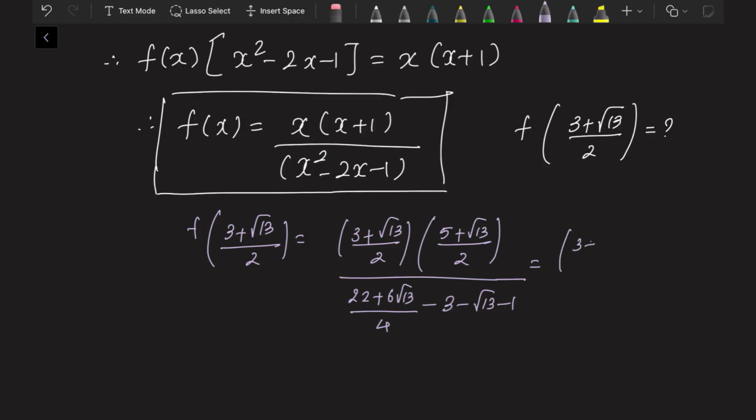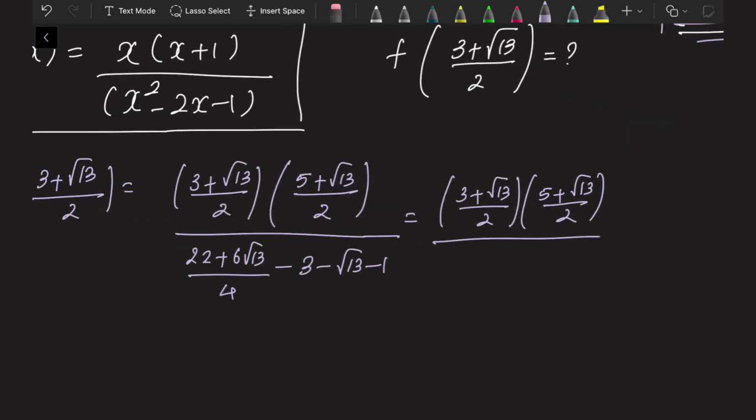So finally we'll have something: (3 plus square root of 13 upon 2) multiplied by (5 plus square root of 13 upon 2), and in the denominator this will get reduced to 11 plus 3 square root of 13 upon 2. We'll take the LCM, so we'll have negative 6, then negative 2 root 3, or I can just say negative 3, and negative 1 would have become negative 4. So taking the LCM with 2 will give me negative 8.